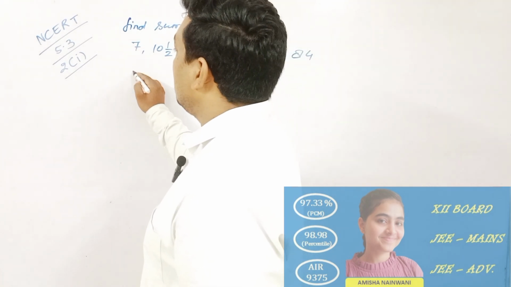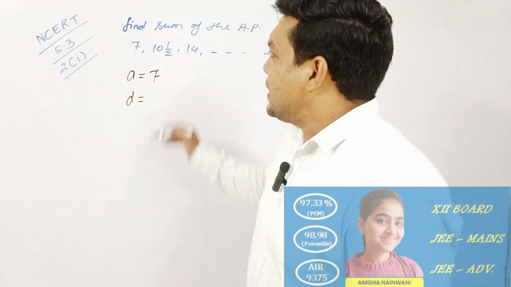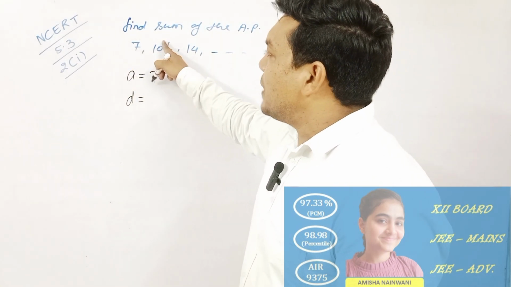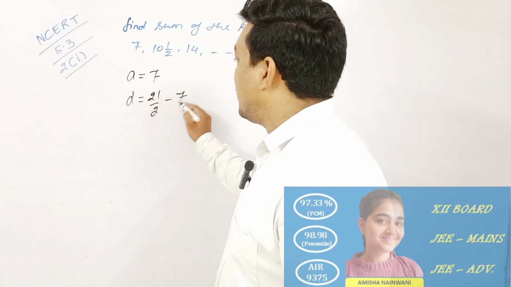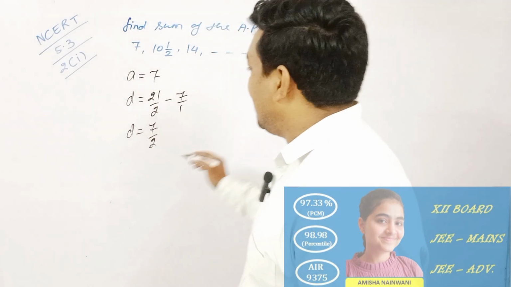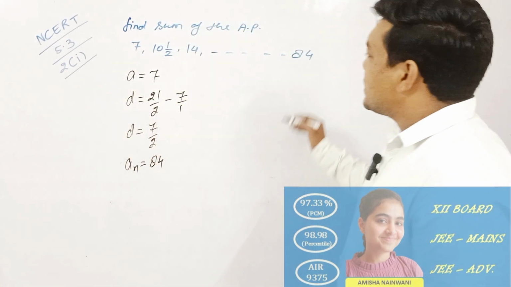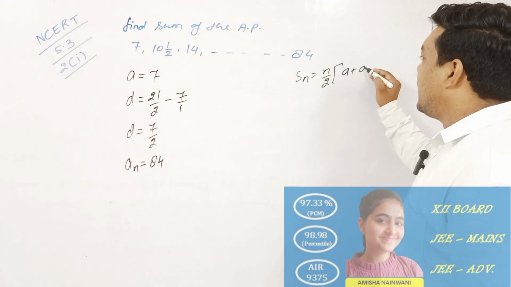So what is given to you here? We are given a is equal to 7, and what is d? d is always a2 minus a1. So it is 10 and a half, that is 21 upon 2, minus 7. Very good. So it is what now? 7 upon 2. Very good. And an is equal to 84. Now, to find the sum of n terms, Sn is equal to n upon 2 bracket a plus an.